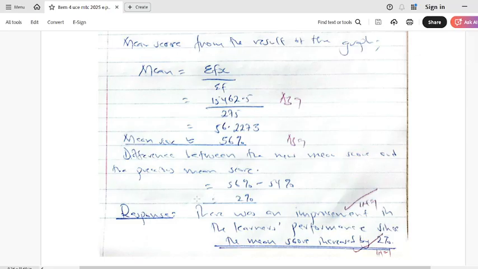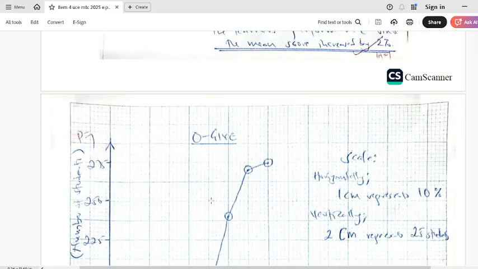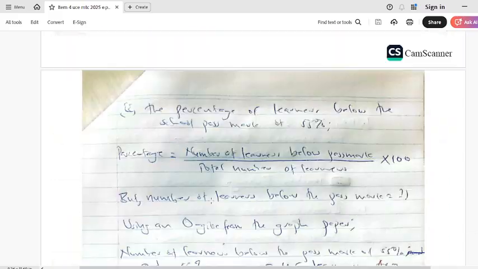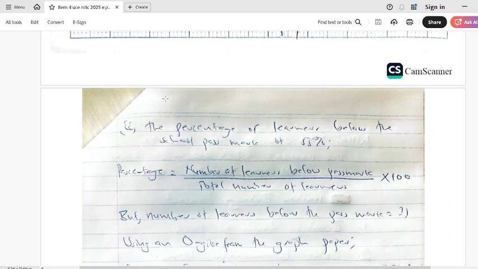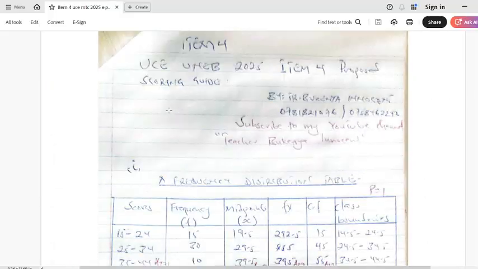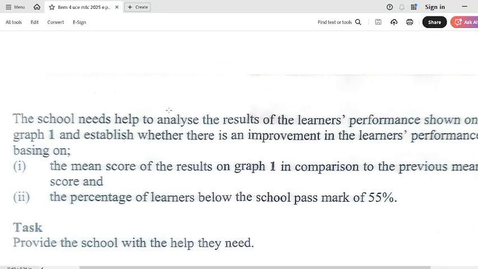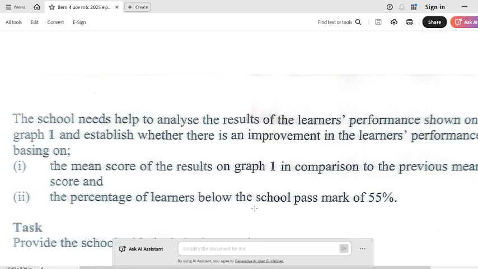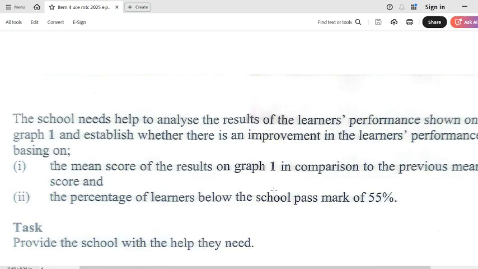Okay. Let us continue with part 2. I didn't label it, or maybe I labeled this side. But it is very good to label your work well. So let us first read that question. And now, when we are comparing with the mean score, you've seen that there is an improvement in the performance. Normally, they also want us to talk about the improvement of learners' performance using the percentage of the learners below the school pass mark.